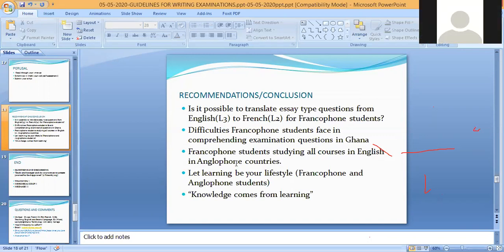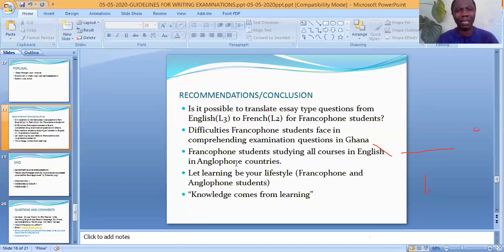What you mean is, is it possible to translate essay type questions? I think we are referring to Francophone students here who come to GTUC to study. Is it possible to translate essay type questions from English to French? I indicated here L3. The L3 here means that Francophone learners have French as their L2, and they may have their mother tongue.